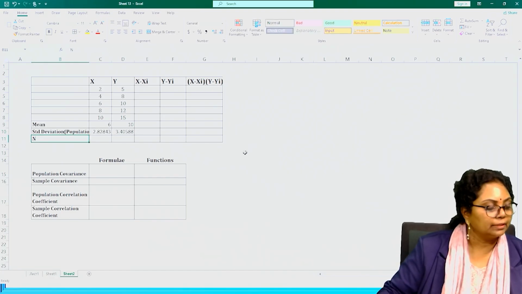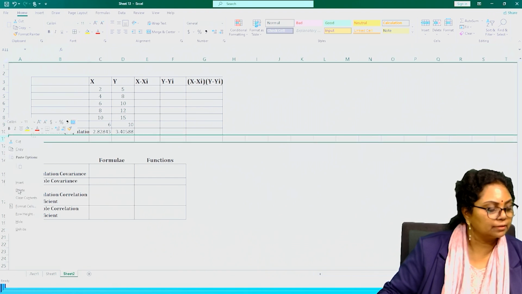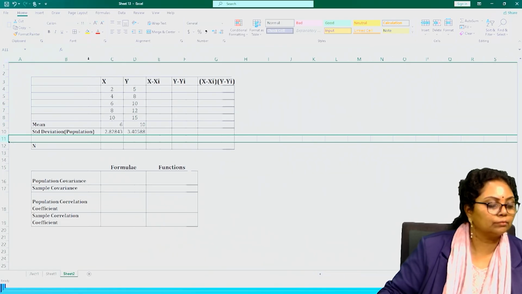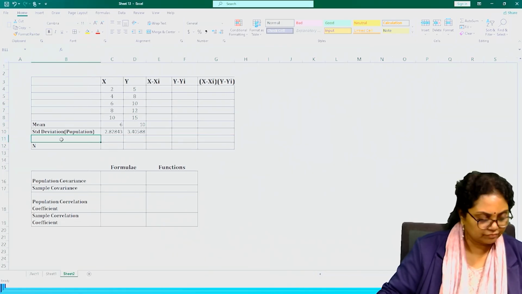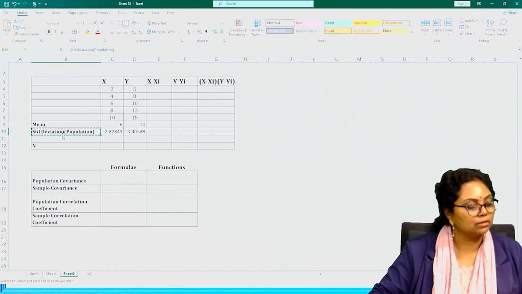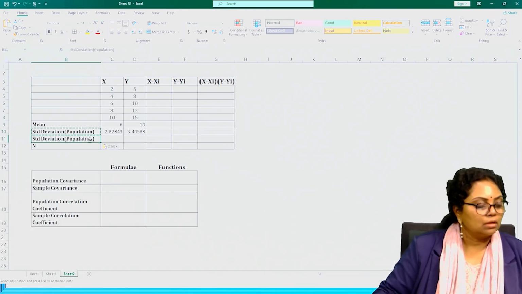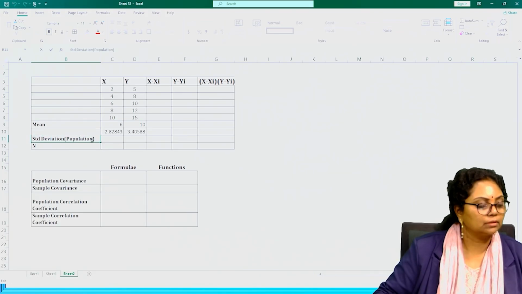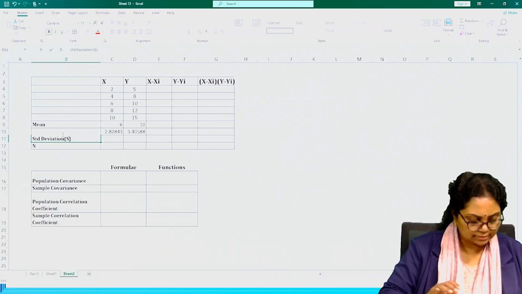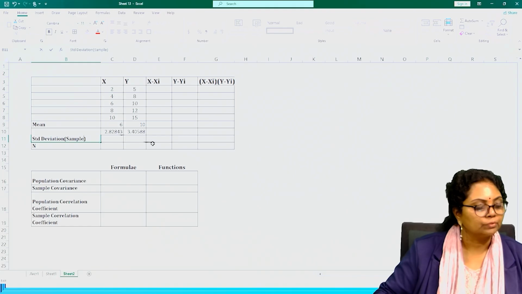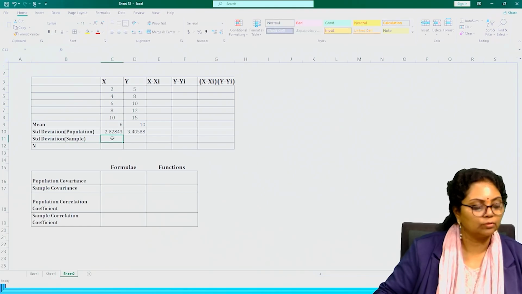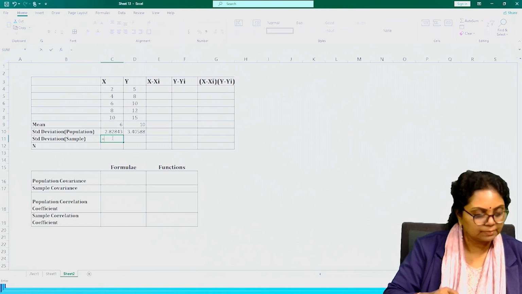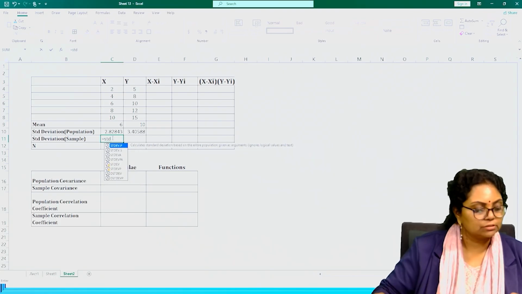Okay, let us include one more row where we are going to make use of standard deviation for sample. Instead of population here we would be mentioning sample, because we are going to take the sample function. So place the cursor, press equal to sign, standard deviation dot S.